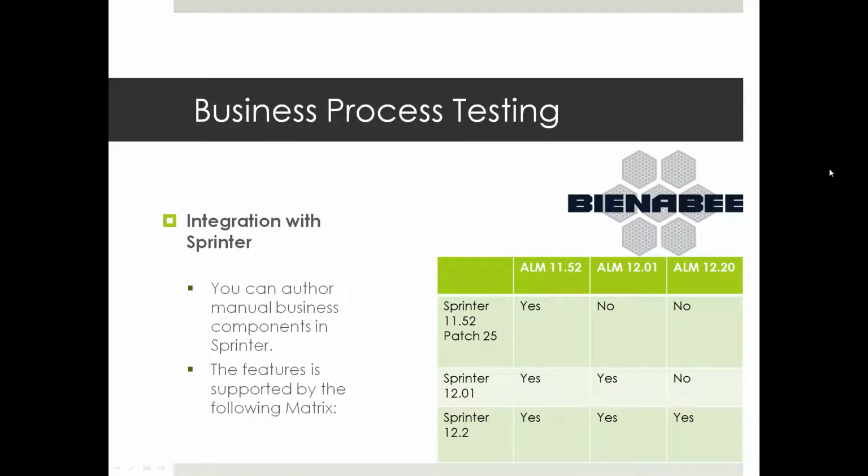And then lastly, integration with Sprinter. You can now author manual business components in Sprinter. And the feature is supported by the following matrix. Sprinter 11.5.2 only works in ALM 11.5.2. Sprinter 12.01 works in ALM 12.01 and 11.5.2. And then Sprinter 12.2 works in all three versions, 12.2, 12.01, and 11.5.2.